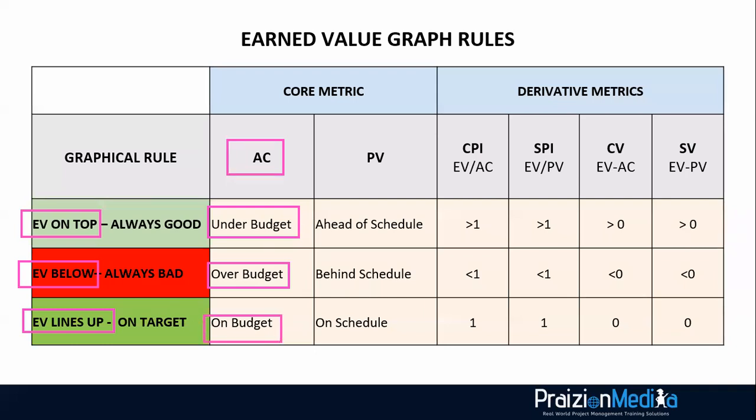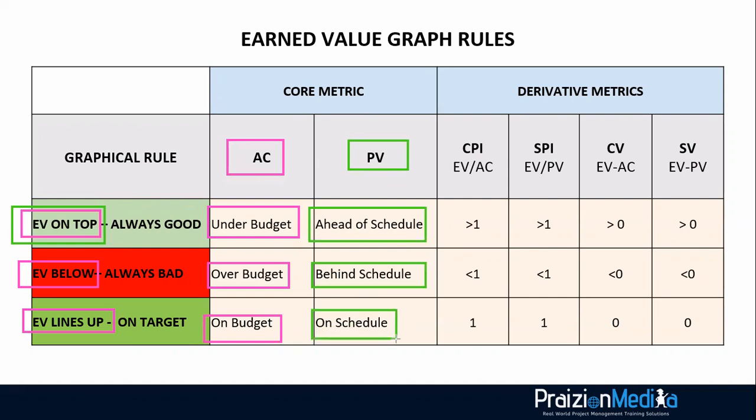By the same token, talking about planned value, if EV is on top of planned value, you're ahead of schedule. If it's below planned value, you're behind schedule. And if it lines up with planned value, you're on schedule.